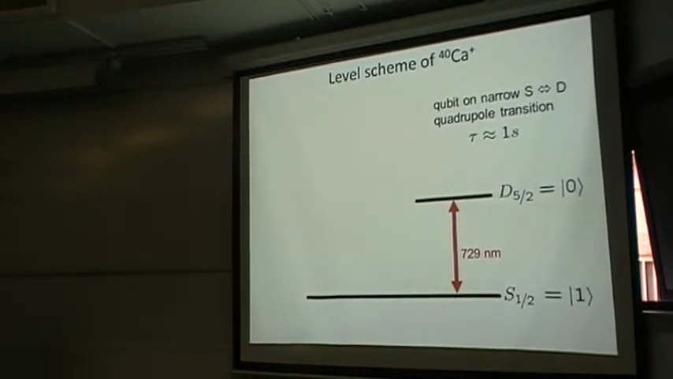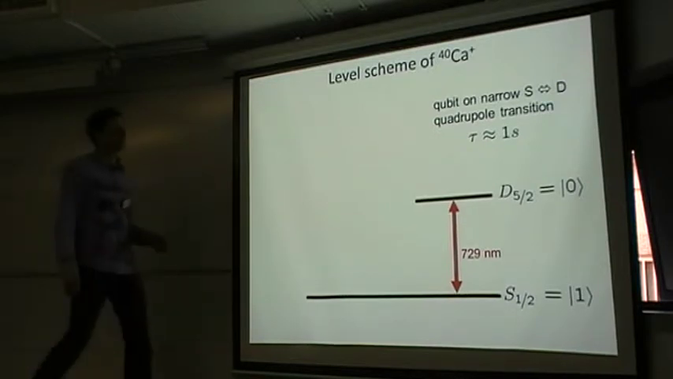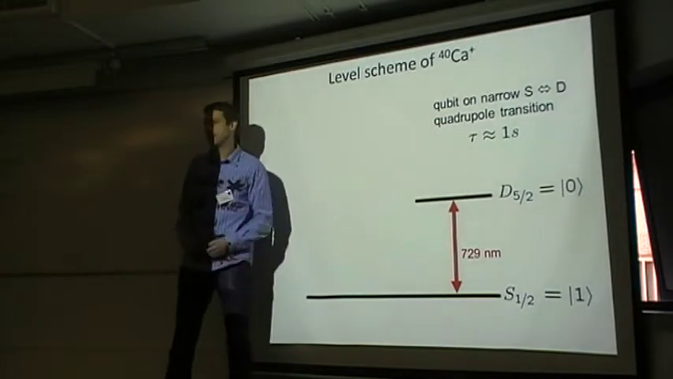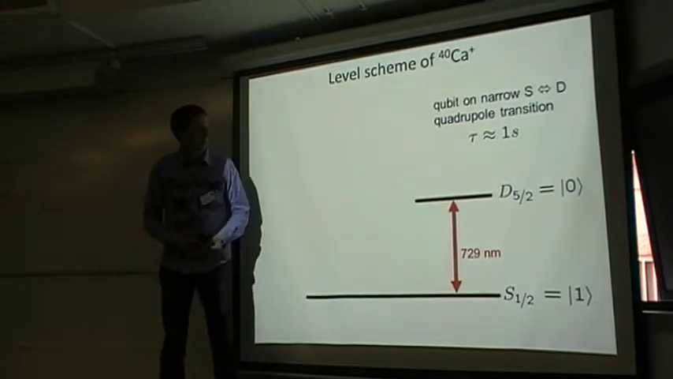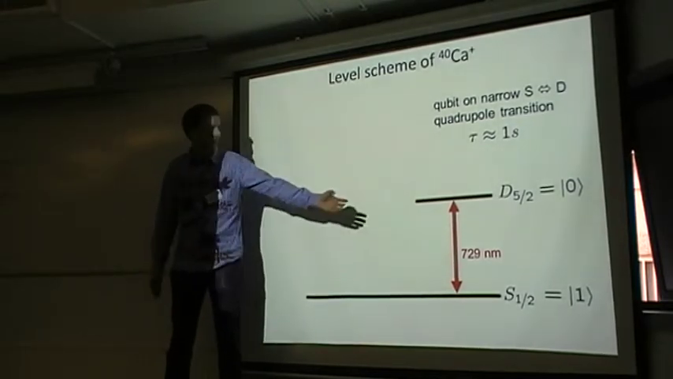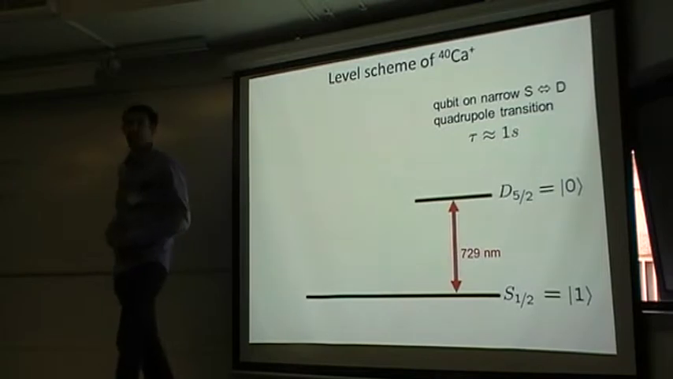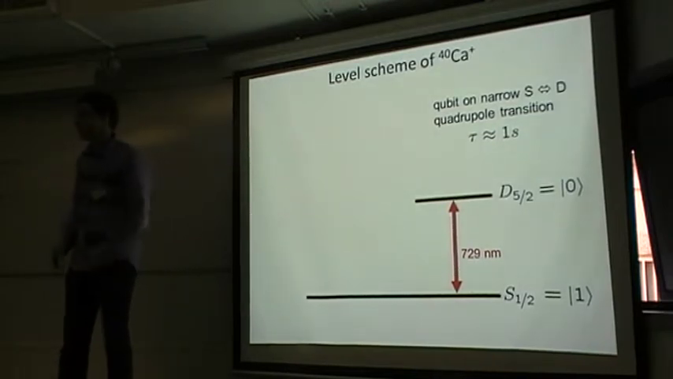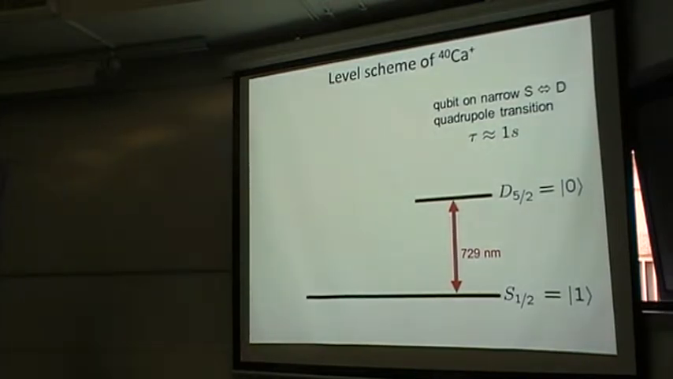In our case, it lives a bit less than that due to other technical imperfections, on the order of 100 milliseconds. Now we can manipulate these qubits by using this 729 nanometer laser. It's a very, very narrowband laser. It has a line width of 2 to 3 hertz, and due to that, it's more or less on the same order of magnitude as the line width.